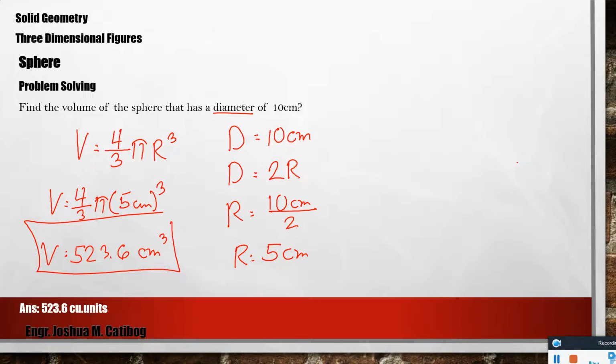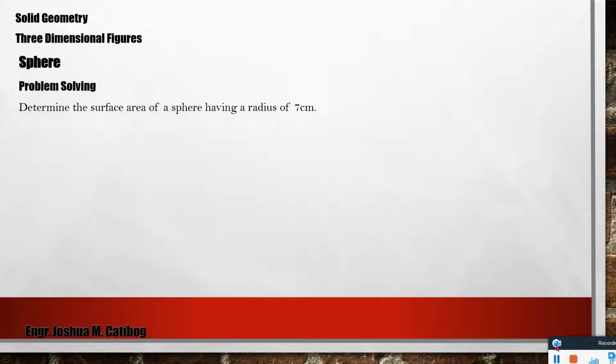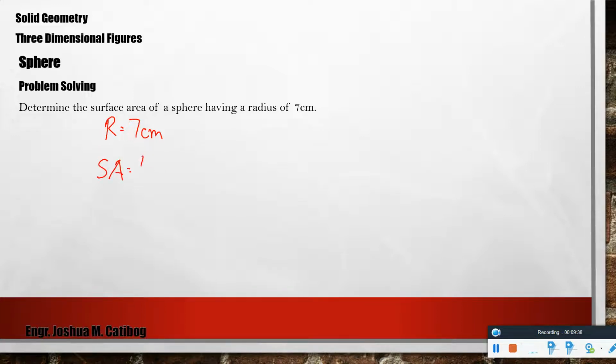Okay, so let's proceed with problem number 2. Okay, so we have here, determine the surface area of a sphere having a radius of 7 centimeters. Okay, sir. Radius naman, given po dito is our radius. So, radius of the sphere. So, ito yung capital R po ulit natin. And it must be what? 7 centimeters. And we are asked to find the surface area. And the surface area formula is what? This is 4 pi R squared.